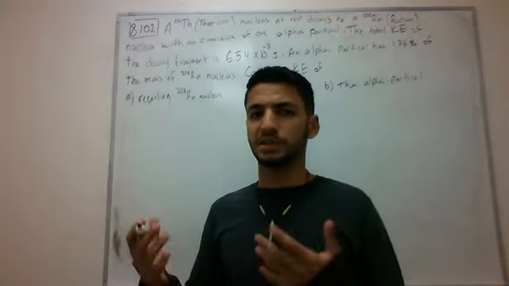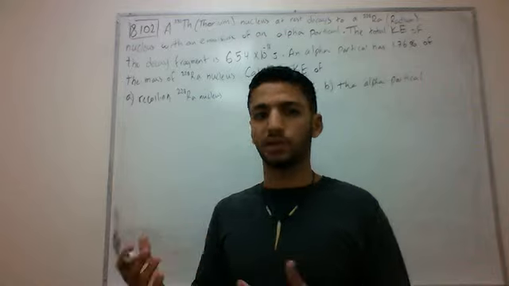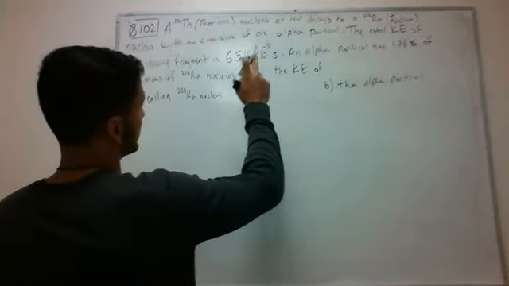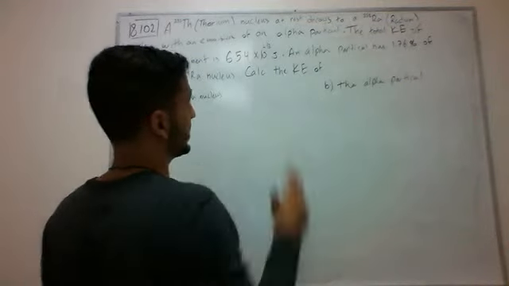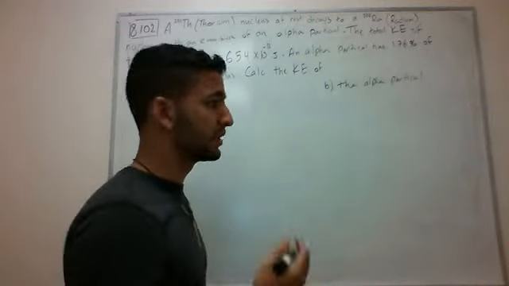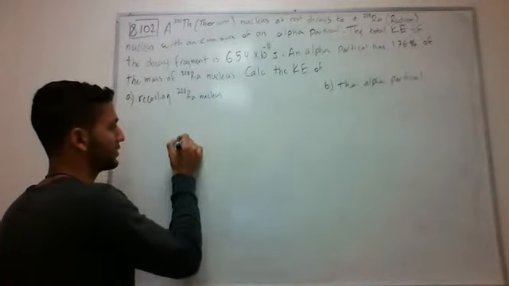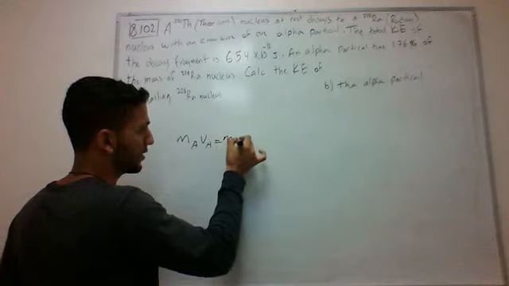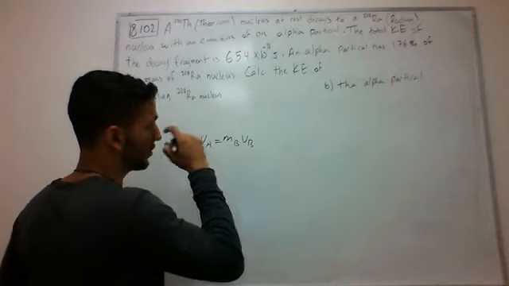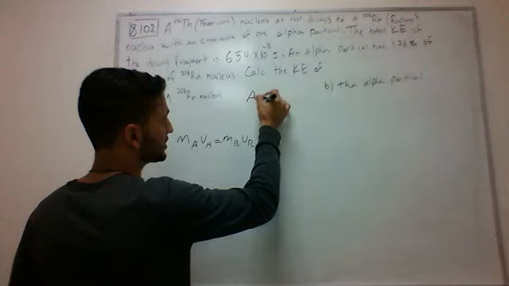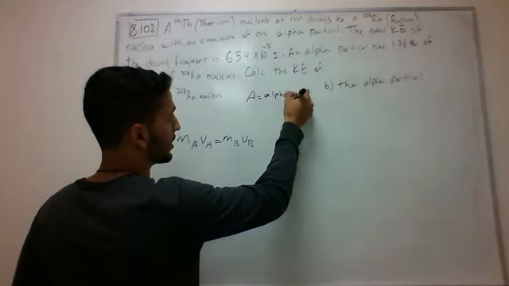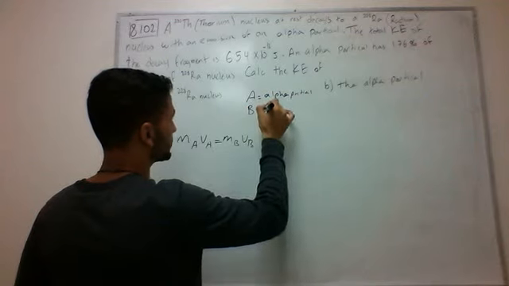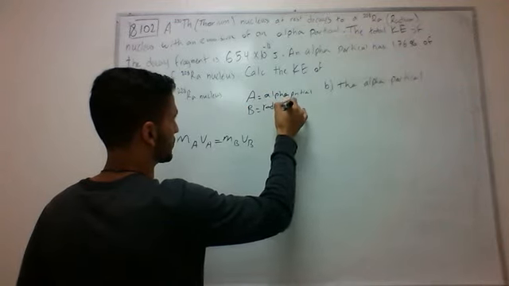Okay, so first we read the question. Now we need to derive an equation to solve with these numbers. So first of all, we know that the nucleus is at rest, so the momentum equals 0. So the conservation of momentum is going to be MA VA equals MB VB. What I mean is A equals the alpha particle, and B equals the radium nucleus.